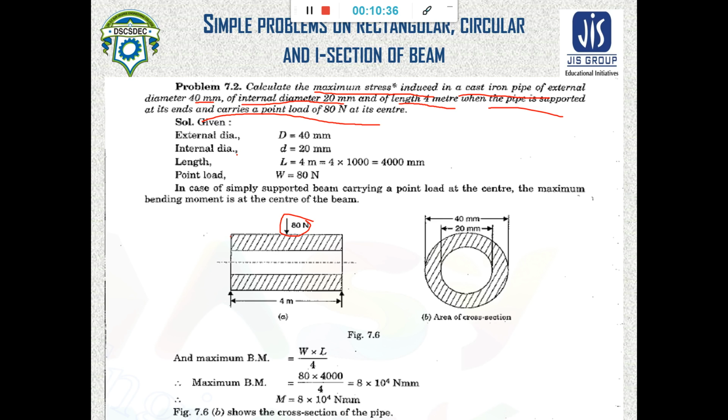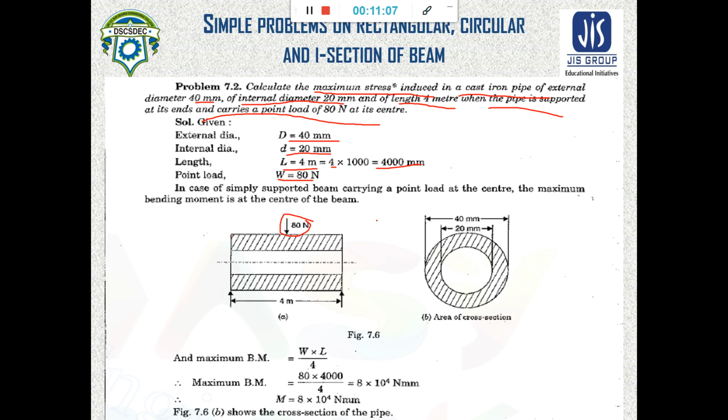See how the problem is solved. First we have to find out what is given. We have the external diameter, capital D, 40 mm. We have small d, the internal diameter, 20 mm. And we have the length, 4 meter. If we convert it into mm, that would be 4000 mm. And the point load is given, that is 80 Newton. It is a simply supported beam carrying a point load at the center.